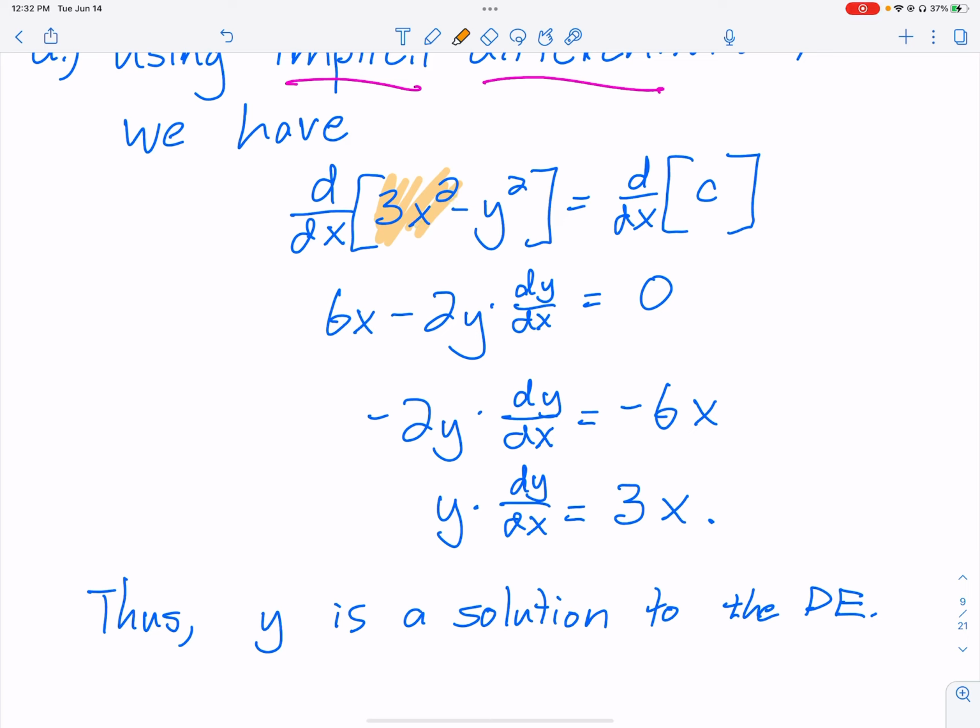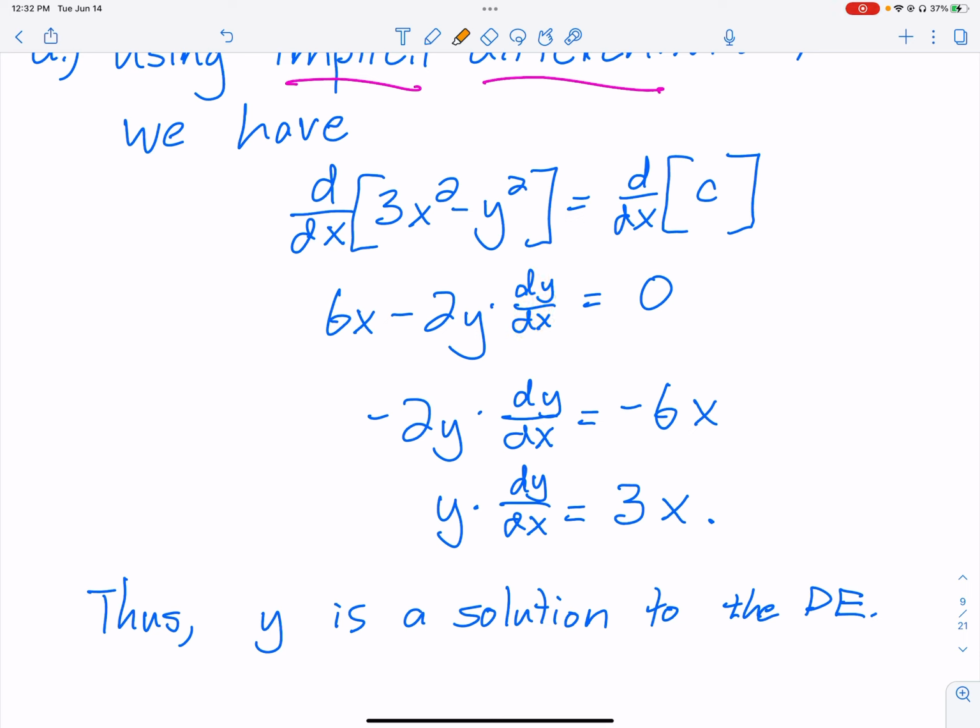It's a normal derivative, but the second term is different. We don't know what y is, so we treat it like a normal derivative, but we also have to treat it like it's a chain rule. We don't know what y is. That's what we're trying to find, so that's why we tag on this dy/dx. Right, and then it's just algebra from there.